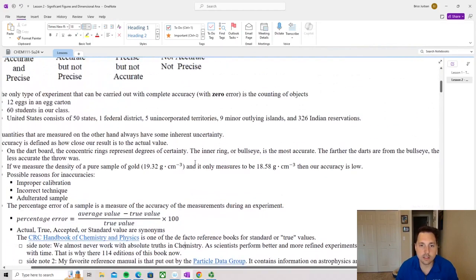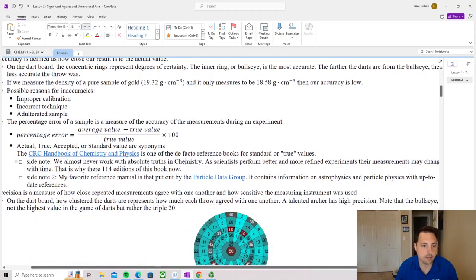And again, anything besides counting objects is going to have some inherent error to it. To determine what the actual true, accepted, or standard value is, we might make use of a standard textbook, such as the CRC Handbook of Chemistry and Physics. A lot of the standard values are recorded in something along those lines.